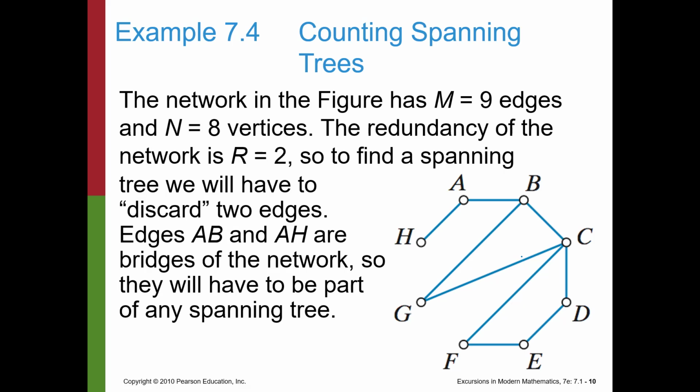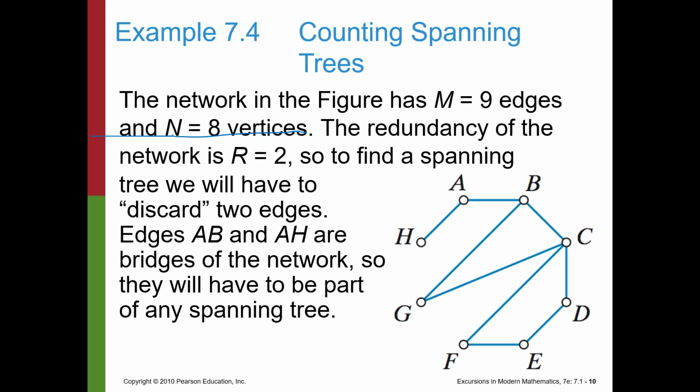The network in the figure has m equals 9 edges and n equals 8 vertices. The redundancy of the network is 2. You have 9 edges. You have 8 vertices, so all you need is 7 edges for a tree. We have 9, so 9 minus 7 is 2. So to find a spanning tree, we will have to discard 2 edges. We're going to have to get rid of 2 edges.